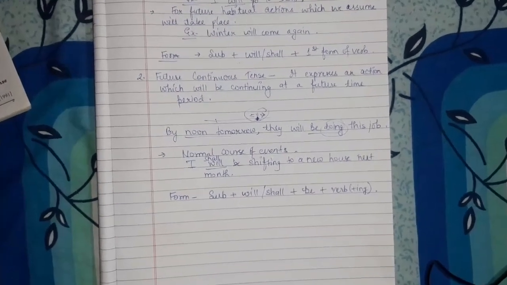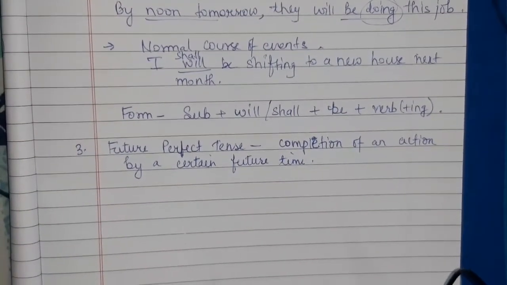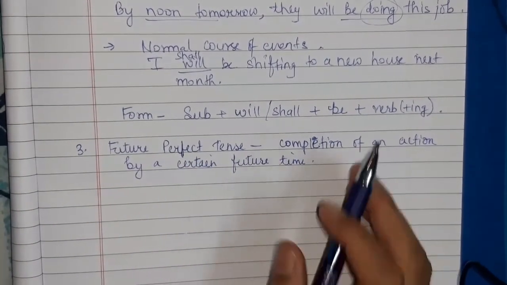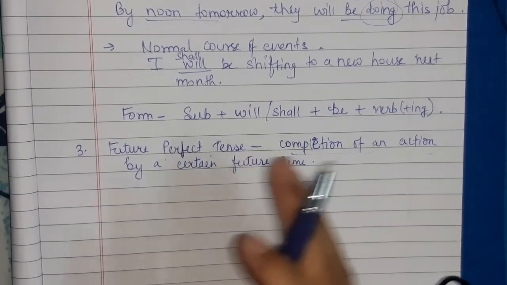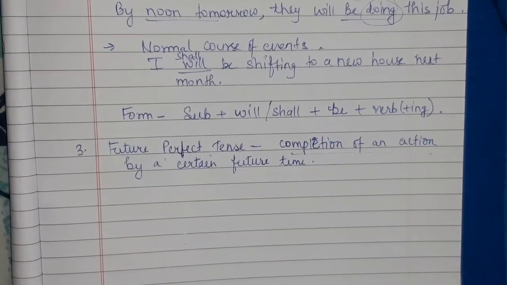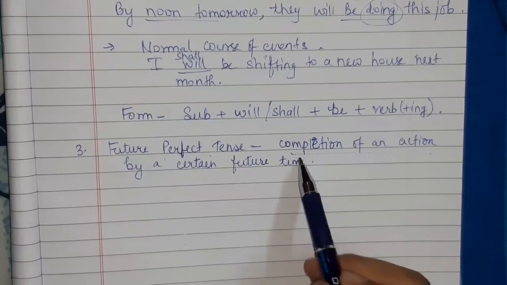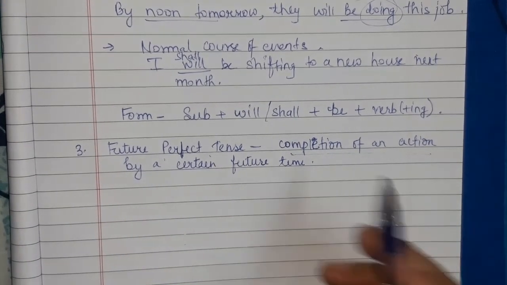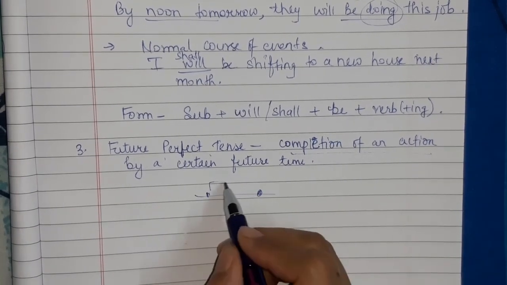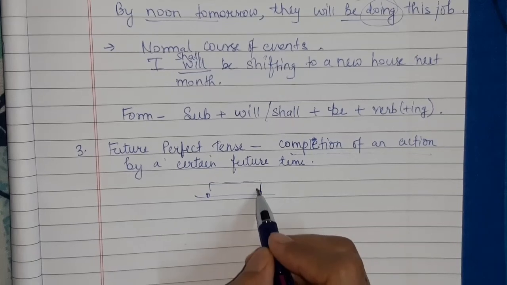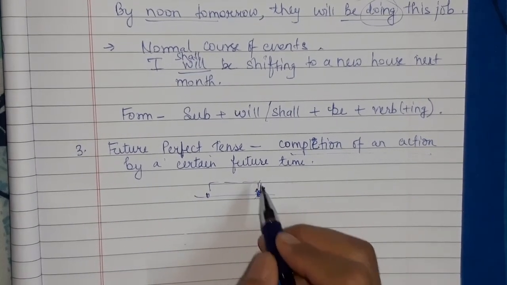Next, let's move to future perfect. Future perfect tense basically indicates completion of an action. Perfect tense always indicates completion of an action, whether it is about past, present or future. For future, we will obviously talk about future time. So it is completion of an action by a certain future time. Suppose an action has already started, and this is a future time, and it finishes on that time, or before that time.